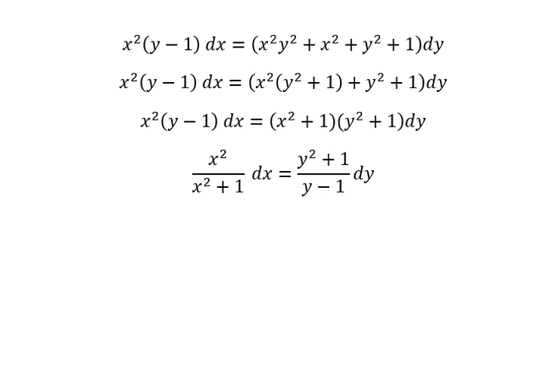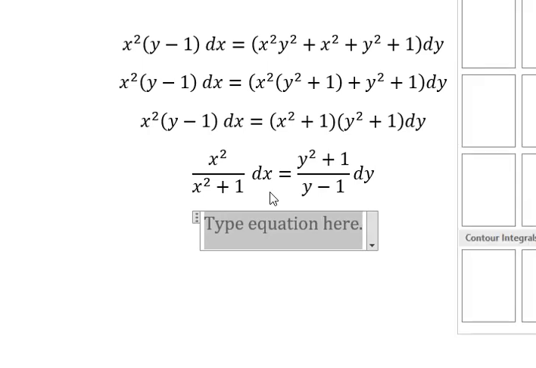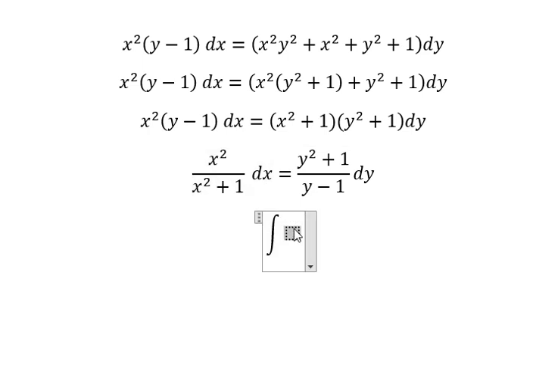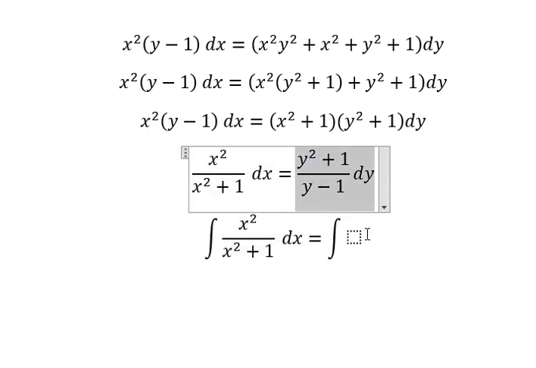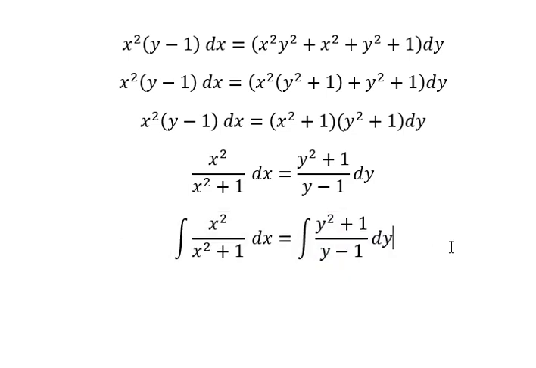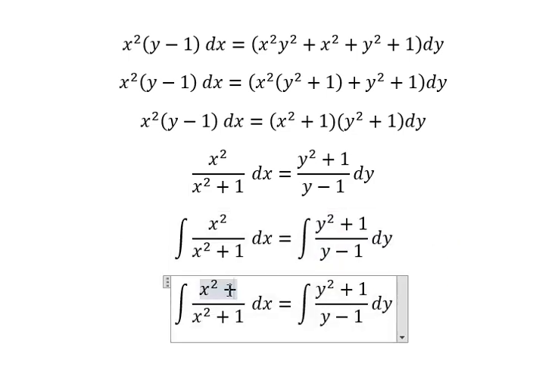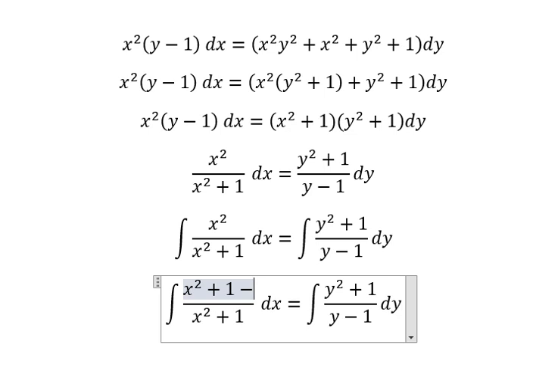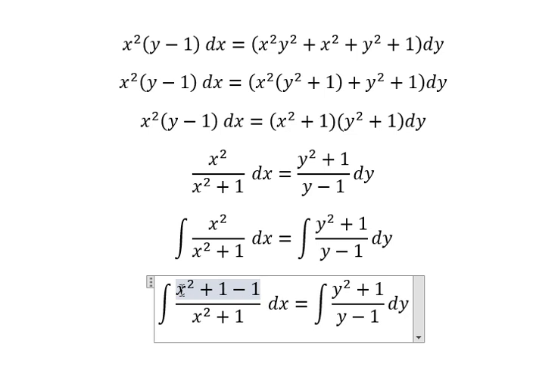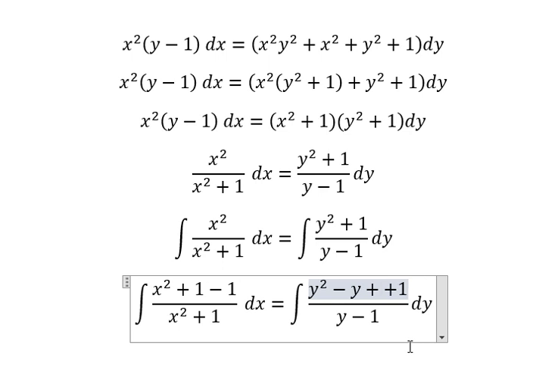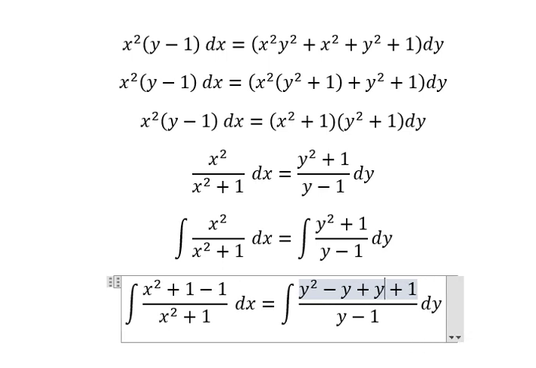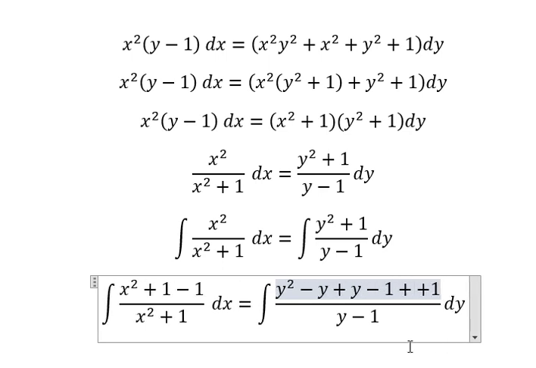Next, we put the integration for both sides. Next, we need to add number 1. Later, we need to minus number 1 because I want to create the factor divided by the denominator. Similar for the second one, I will put negative y. Later, we need to add back positive y. Then I will put negative number 1. Then we add back positive number 1.